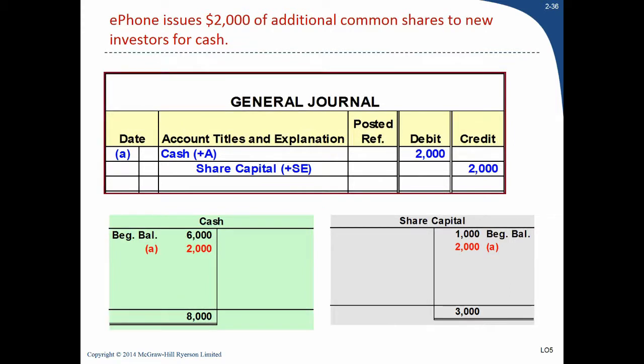So how do you post a journal entry to the ledger? Okay, this is the next step in these mechanics. So here's another example. Transaction A. ePhone issued $2,000 of additional common shares to new investors for cash. So what happened? We debited cash by 2,000. We received cash. We credit share capital by 2,000. Notice plus A, plus SE.